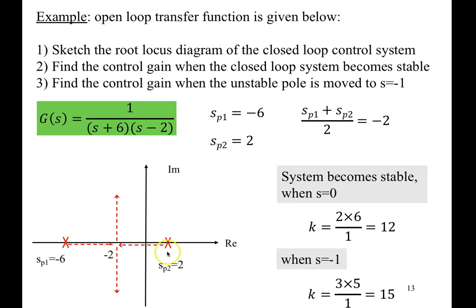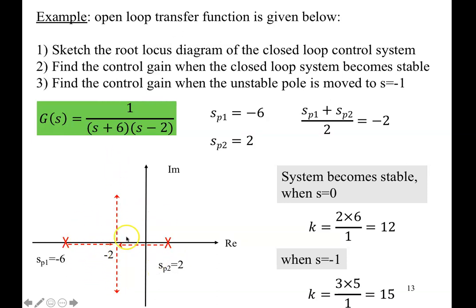Okay, so that will give us the answer to part 1, which says sketch the root locus diagram of the closed loop system. And then the second part is that we want to find the control gain when the closed loop system becomes stable. Now, the entire root locus diagram is given here. So it's towards right, left, towards right, one goes up, one goes down.